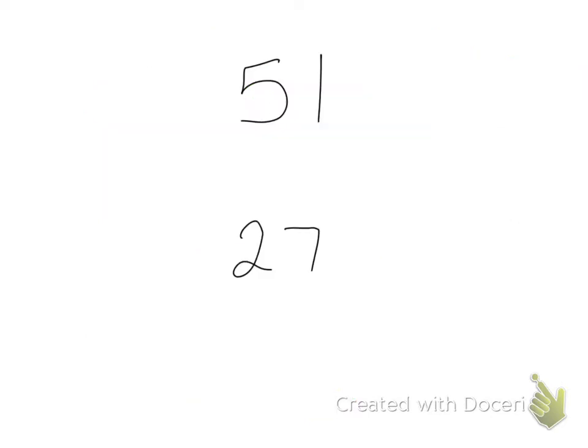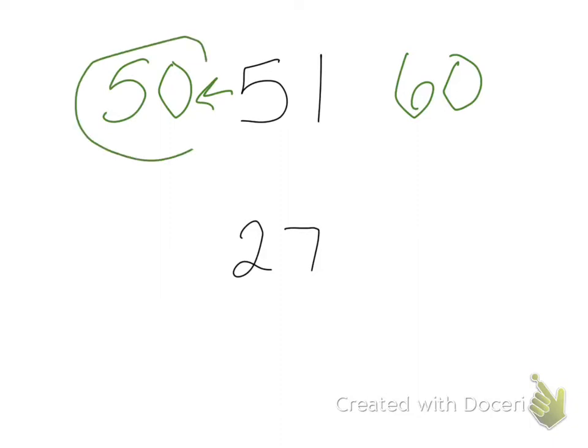All right, what about the number 51? Between which multiples of 10 is this number? Well, it's in between 50 and 60. Is 51 closer to 50 or 60? It's closer to 50. And is it really close or is it more towards the middle? It's pretty close. It's the next number. So I would round 51 down to 50.